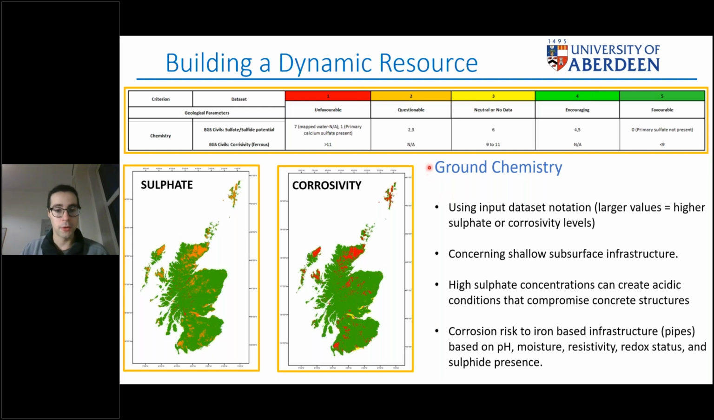Ground chemistry is also important. This relates more to what infrastructure and materials you'll use in a district heat network or the subsurface infrastructure of your ground source heat pump system. It's looking mostly at sulfates, what impact sulfates will have on concrete structures in the subsurface, and at iron corrosivity levels in this other data set. Both have an impact on what kind of infrastructure you will be developing in a certain area.